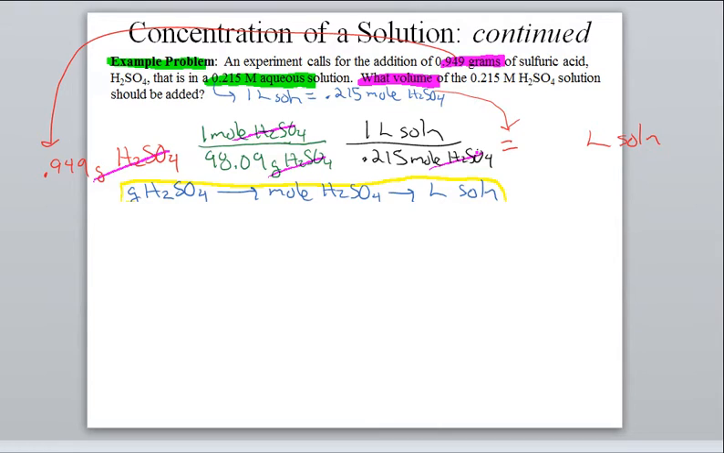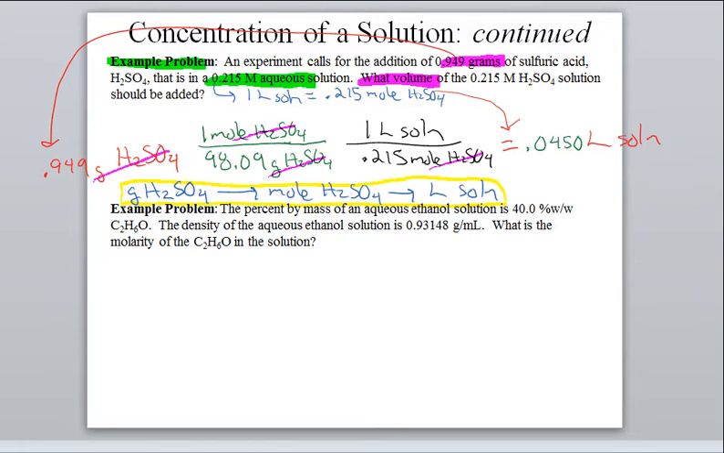And our math, when we're finished, is approximately 0.0450. So if you added 0.949 grams of sulfuric acid, and added enough solvent to make a 45 milliliter solution, the molarity would be 0.215 moles of sulfuric acid per liter of solution.